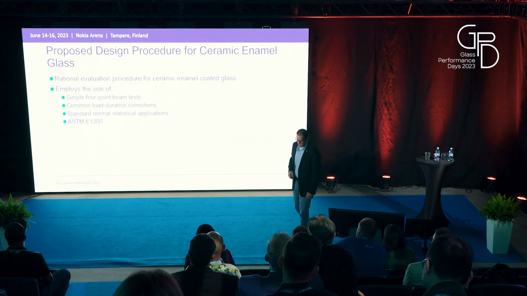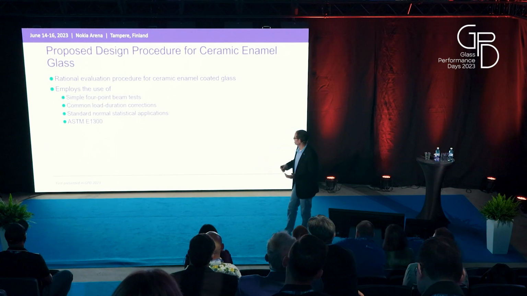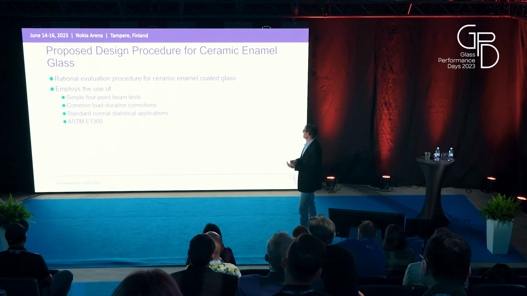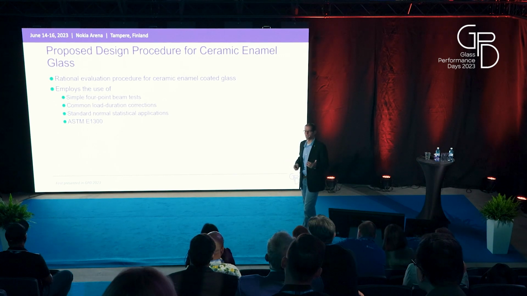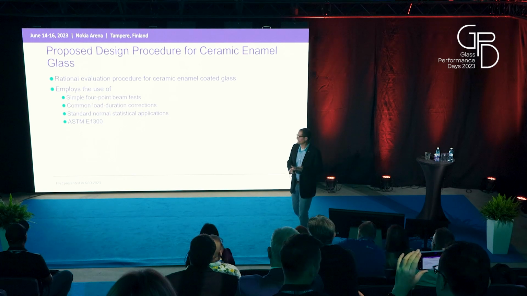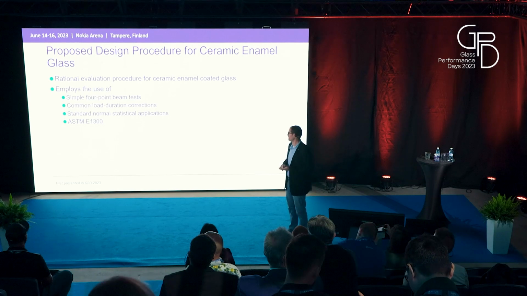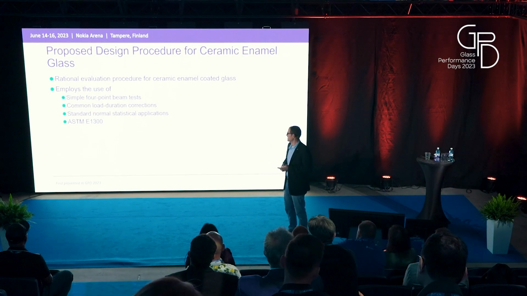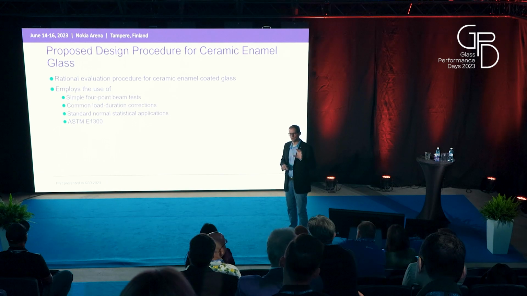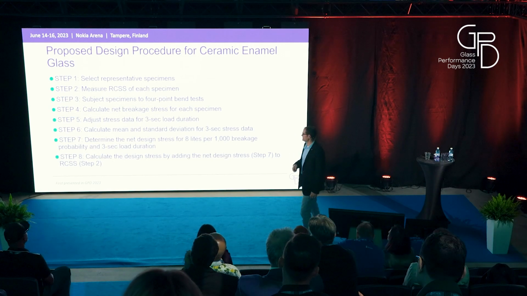So what I'm going to lay out today is basically a real simple design procedure that you can take and apply to different types of ceramic enamel coated glass, test it, and get your strengths. We're going to use 4-point bending test, your common load corrections for static fatigue. We're going to apply our normal statistical distribution that we do, same thing for E1300. And then we're going to look at the design pressure in E1300 and take the smaller of the two. So real quick, I'll go through the steps and then we'll talk about these each in detail.